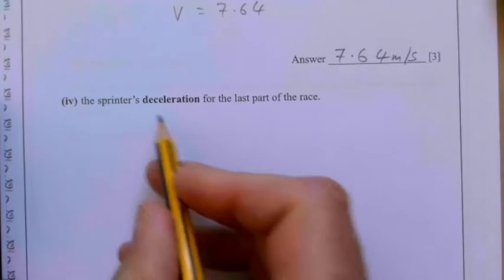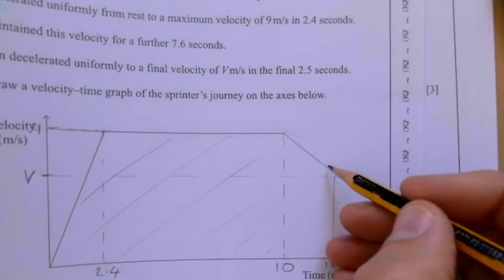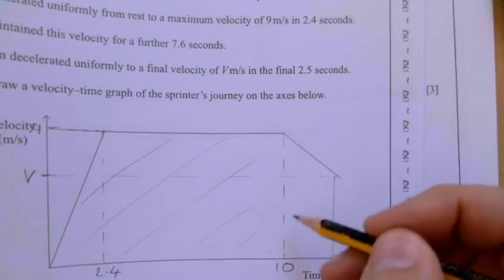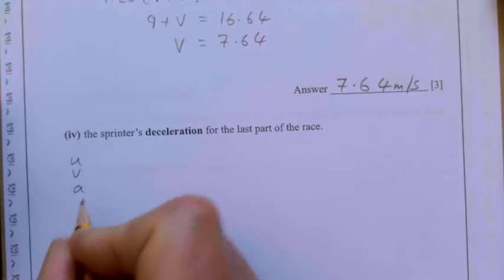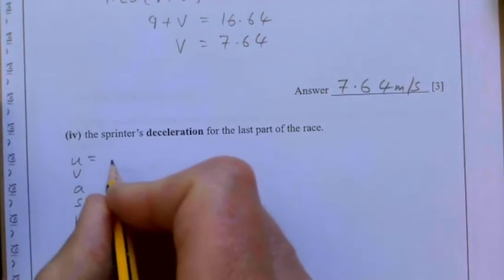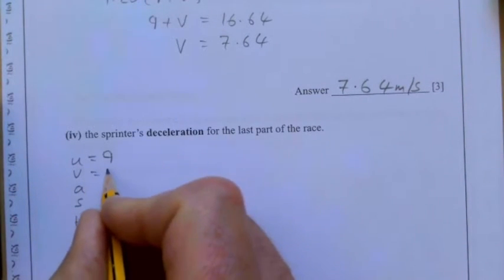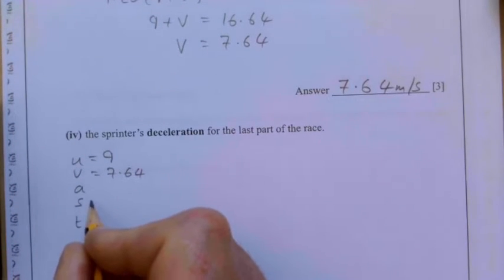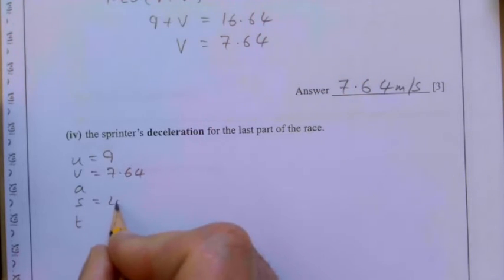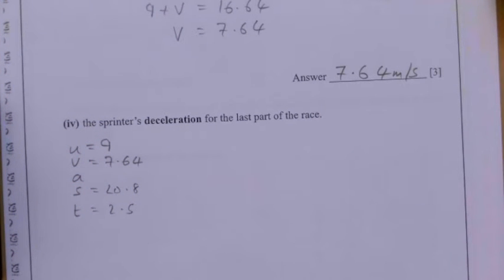Find the sprinter's deceleration in the last part of the race. You can do it a couple of different ways. You could find your gradient. So the gradient of that line there is going to be giving us our deceleration, or we could use UVAST. So I'm going to use UVAST, and hopefully we can get enough information from there. U, V, A, S, and T. U, so at that part of the journey, the initial speed was 9. V we've just worked out was 7.64. The distance they travelled was 20.8, and the time taken is 2.5. So we know all those things.